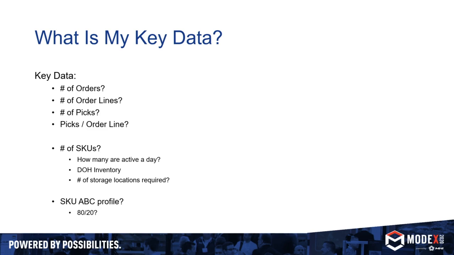So when I think of key data, I think of the following things. Number of orders per day, number of order lines per day, how many picks per day, how many picks per order line. I don't know if everybody's familiar with all these different terms, but this is what your automation vendor is going to look at when he tries to define what the throughput requirements are for your system and how they design that. So, how many SKUs you're storing in your building, how many of those are active per day, how much inventory do you have for those items, how many storage locations do you currently have, or are you thinking you're going to need for your future ASRS build?